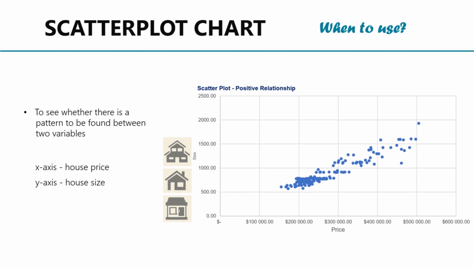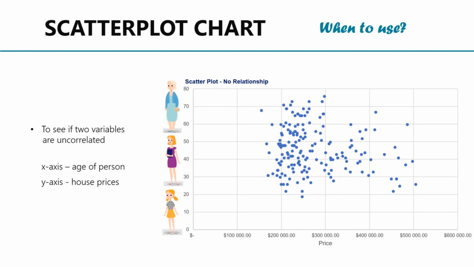On the other hand, house size and the age of the person who bought a house are two uncorrelated variables, and a scatter plot helps us see that easily. So, this can be a very useful type of chart whenever we would like to see if there is any relationship between two sets of data.